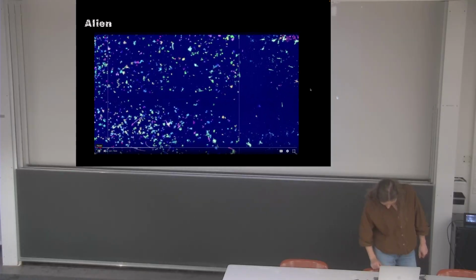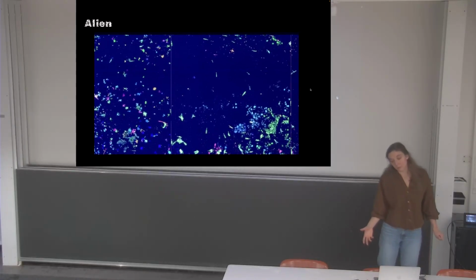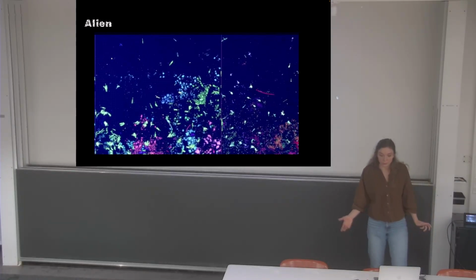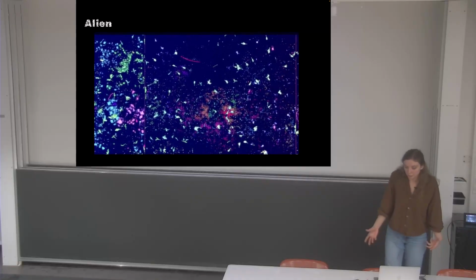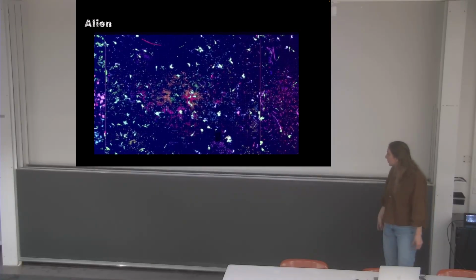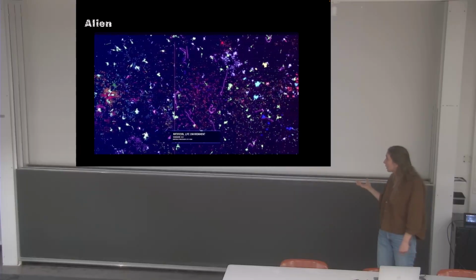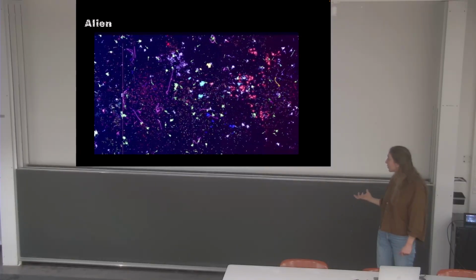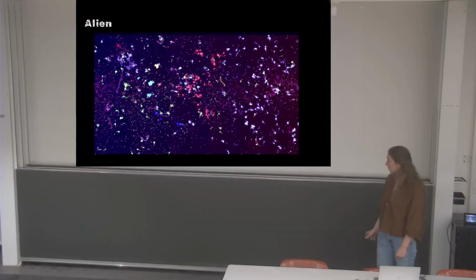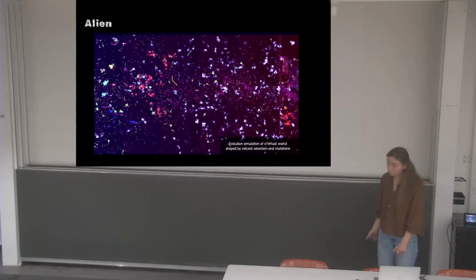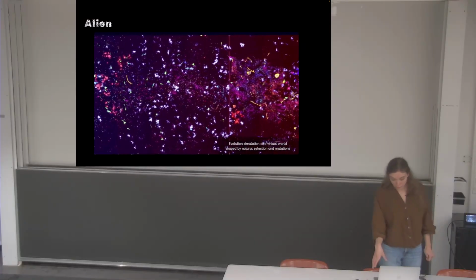And another interesting system with self-replication and emergent phenomena is the Alien project, again consisting of elementary particles that interact and aggregate to form these creatures, which can be parasites or hosts, and create their own ecosystems. So I really recommend you to explore this.